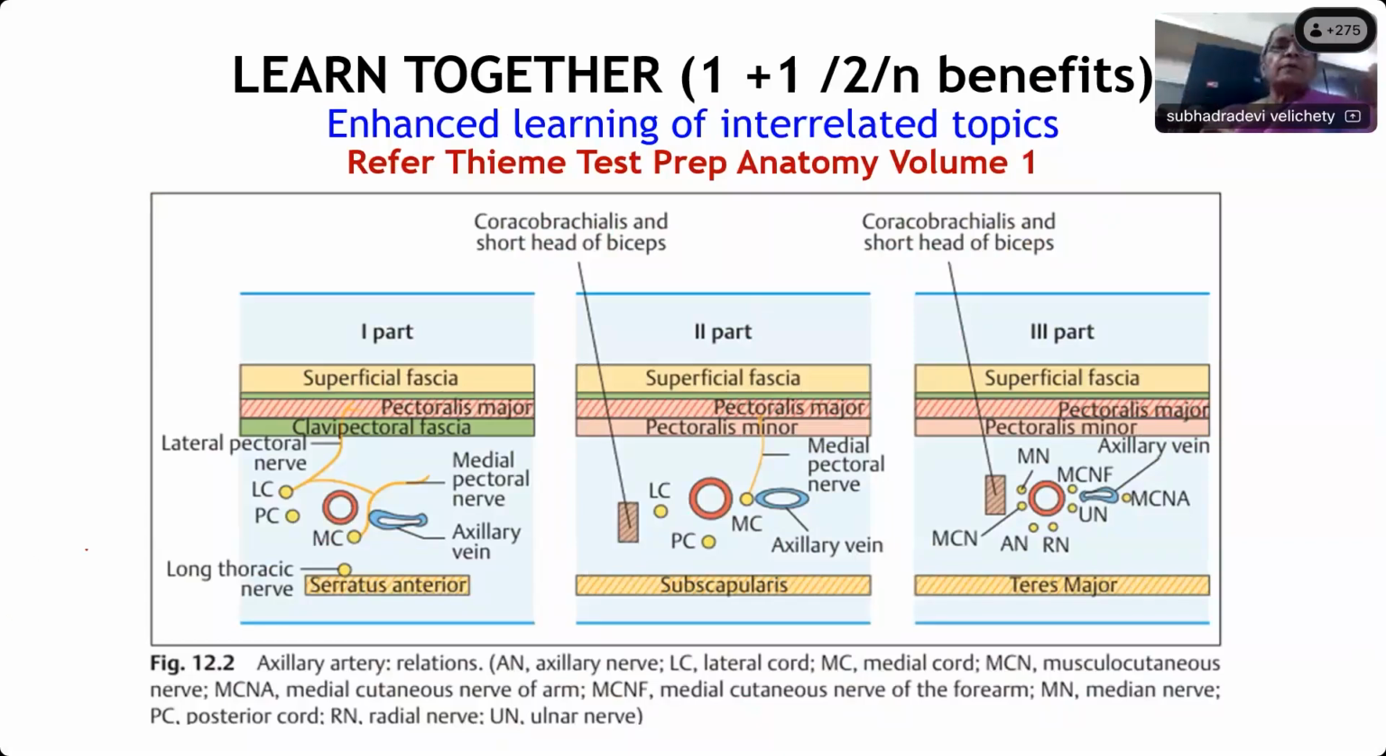Then if you have the orientation of this axillary artery, brachial plexus formation and the relation between the two, then you will score full marks and your learning will be enhanced. So interrelated topics you should read together.